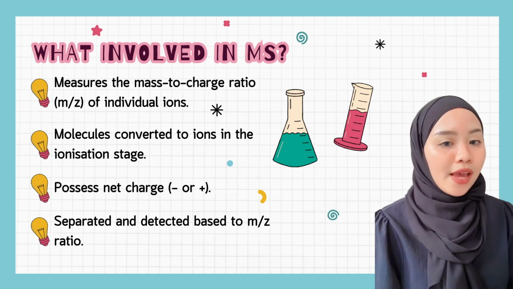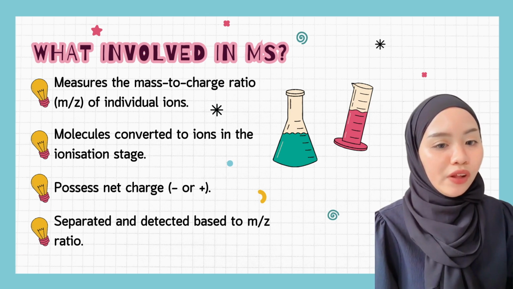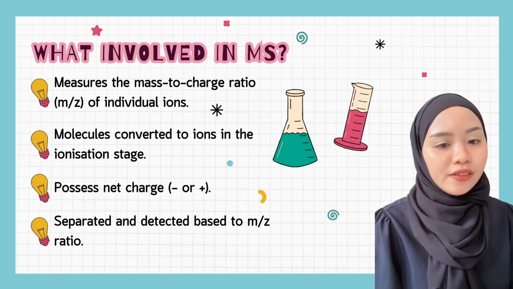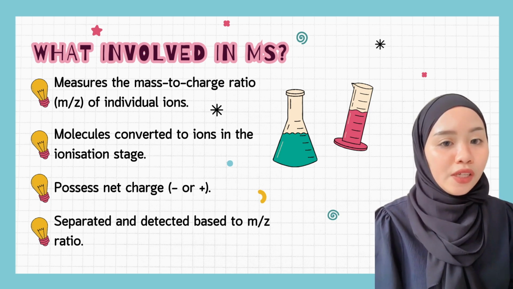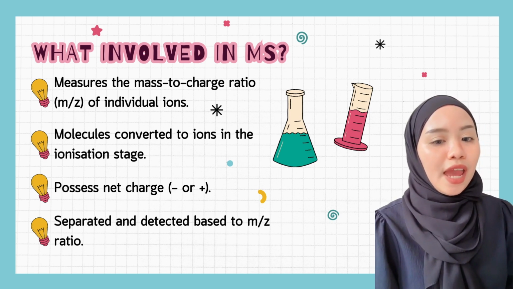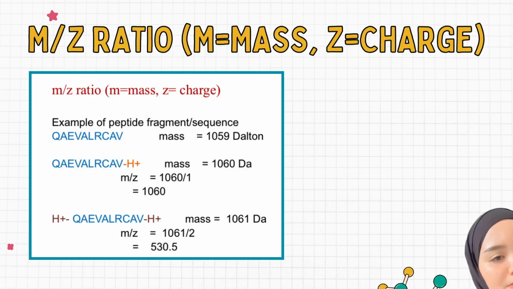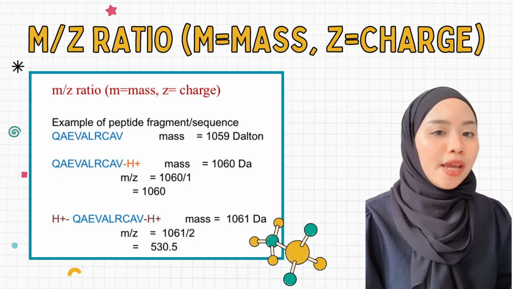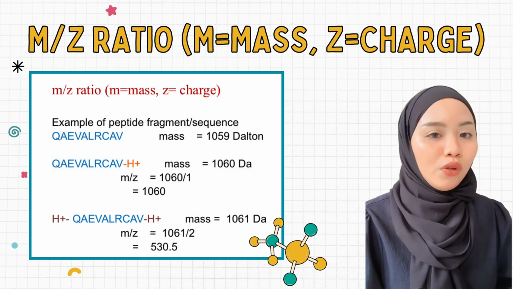How does MS work? To measure the mass-to-charge ratio of individual ions, molecules are converted to ions in the ionization stage, possess a net charge, which is negative or positive, and are separated and detected based on m/z ratio. What is the m/z ratio? The m/z ratio is the mass of an ion divided by its charge. Mass spectrometry measures this ratio to identify molecules.